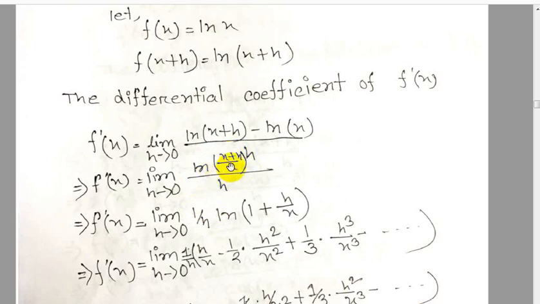You just solve this: x plus h divided by x, you can write this function by partial fraction, x by x plus h by x. So this is one method of partial fraction, and h divided by x can be written as 1 plus h by x.